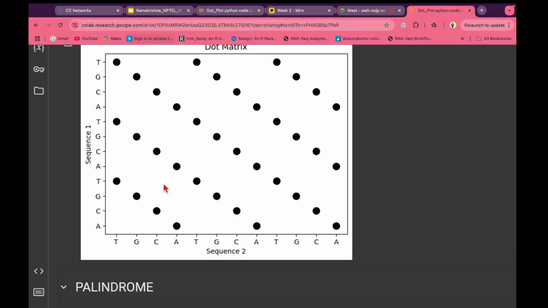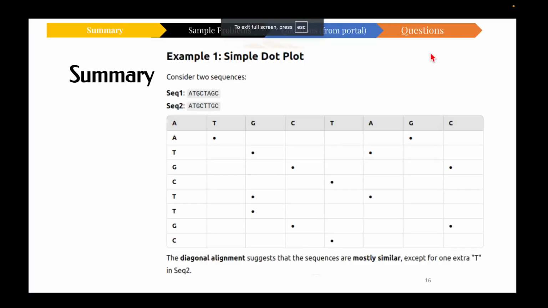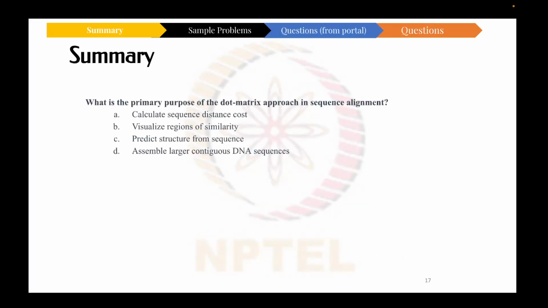Thank you for the answer. In this whole alignment, I have considered one nucleotide at a time. So here the window size is 1. Let me move back. When I save this, I'll update this dot plot and post it. Now that the explanation of the dot matrix is done, I have a question: what is the primary purpose of the dot matrix approach in sequence alignment?